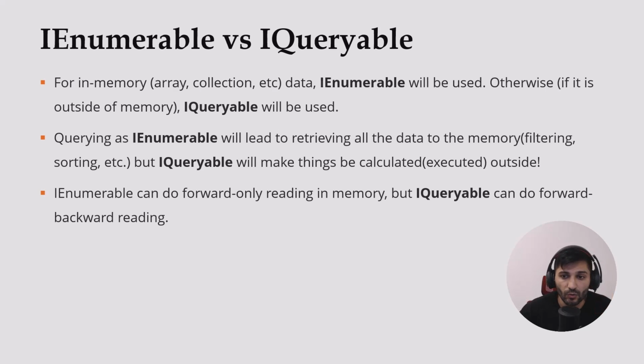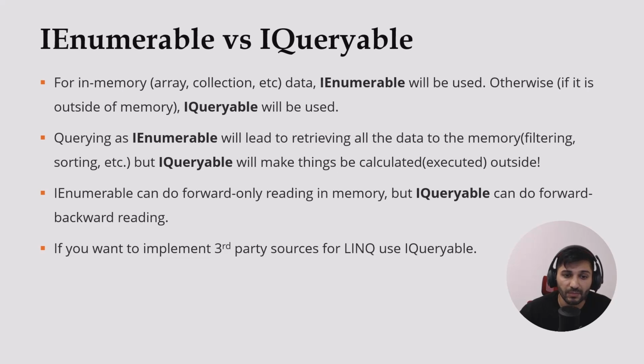But with IQueryable, you can do forward, backward reading. If you want to implement third-party sources for your LINQ, you should use IQueryable rather than IEnumerable, because only using IQueryable you can encapsulate your logic working with your out-of-memory data source and implement it using IQueryable.